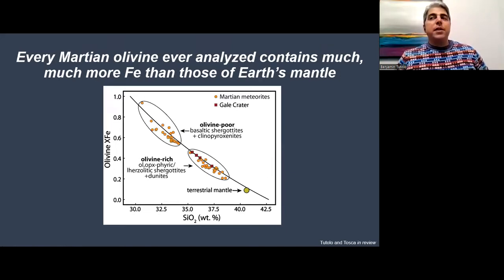We can then collect all of the electron microprobe analyses of olivines in Martian meteorites, and we see that we end up with 2 populations there. One is the olivine poor basaltic shergottites and clinopyroxenites plotted here. Those are olivine poor rocks, so those probably wouldn't be the subject of serpentinization reactions. If we look specifically at the olivine rich rocks, for example, the olivine orthopyroxene lherzolitic shergottites and dunites, we can see that they plot very consistently with those Gale Crater olivines, and in all cases are very significantly more rich in iron than Earth's mantle.